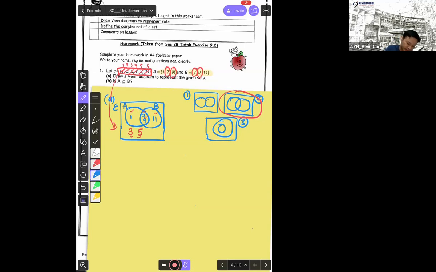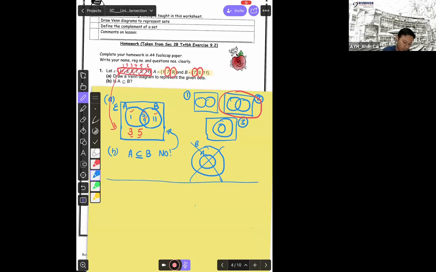So part B. Is A a proper subset, or is A a subset of B? If you look at the diagram, it's no lah. A subset must be totally inside. So in this particular case, it's not correct, because if you look at the diagram, they share some common elements, but their sub-elements are not the same. So A is not a subset of B. Okay, so that's question number 1.